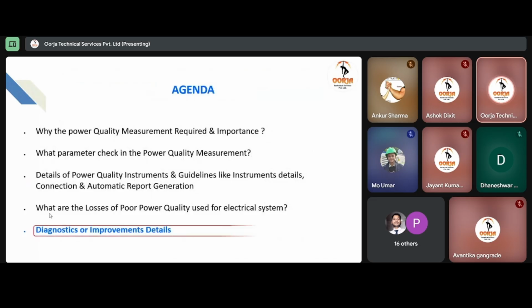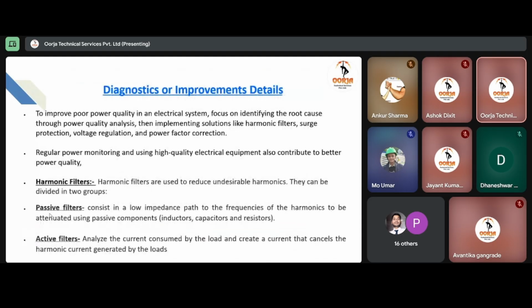Next agenda: diagnostic and improvement details. To improve poor power quality in an electrical system, focus on identifying the root cause through power quality analysis, then implementing solutions like harmonic filters, surge protection, voltage regulation, and power factor correction. Regular power monitoring and using high quality electrical equipment contribute to better power quality.